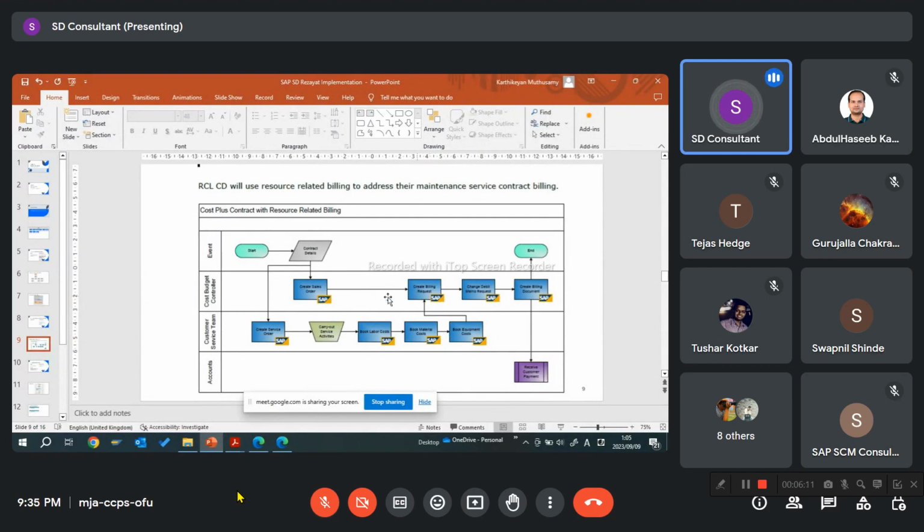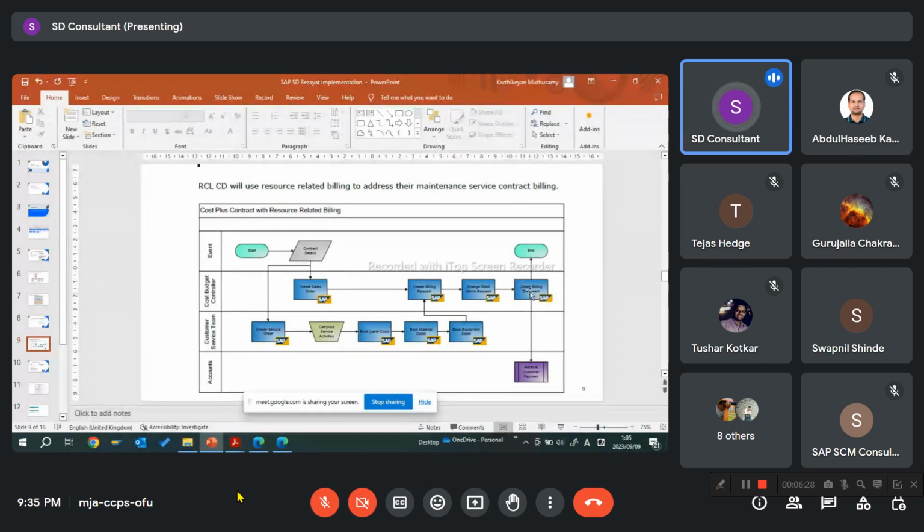And from an SD perspective, once we create the sales order, again, the link will come from the CS module team. And once the CS process is completed under book equipment costs, the billing will be created. And again, if necessary, the debit memo request will be created.